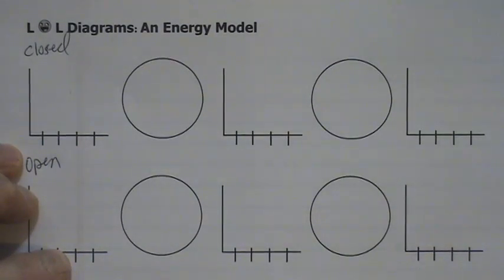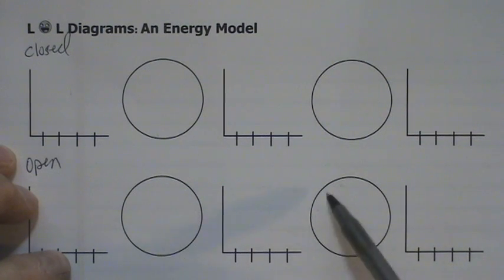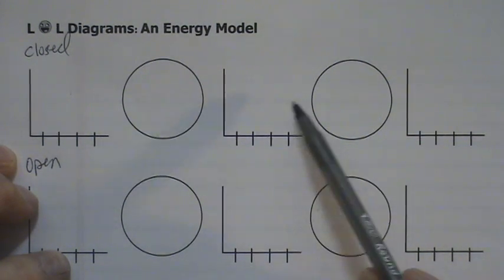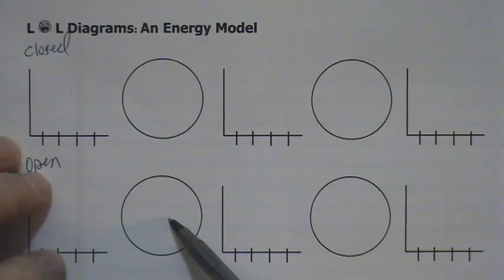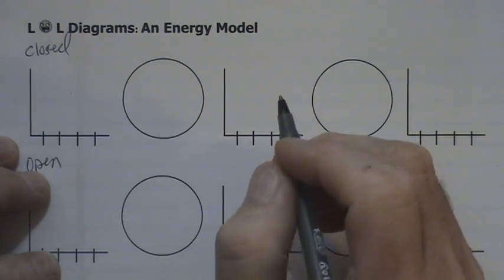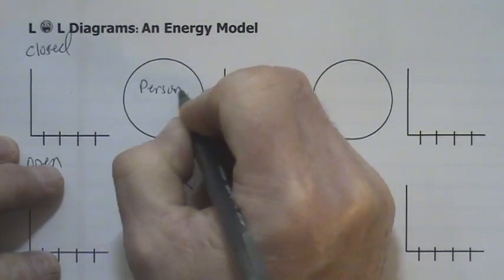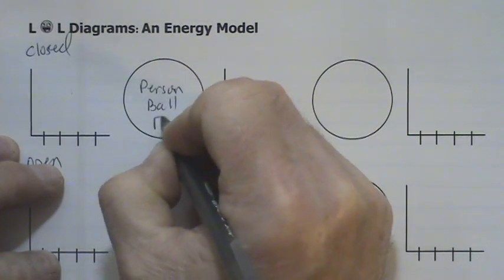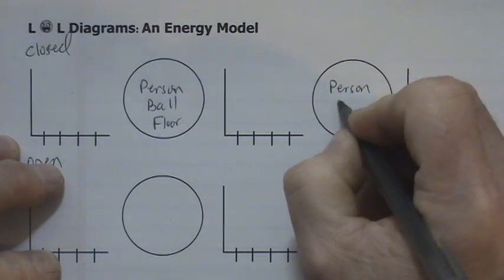Now, as we're going through these, what some people are doing, since these are circles, is they try to do the energy pie charts in between? No, what this circle does is the circle represents the system. It represents all of the objects in the system that are interacting with these energy storage types. So if this is a closed system, once again, we need the person, the ball, and the floor.